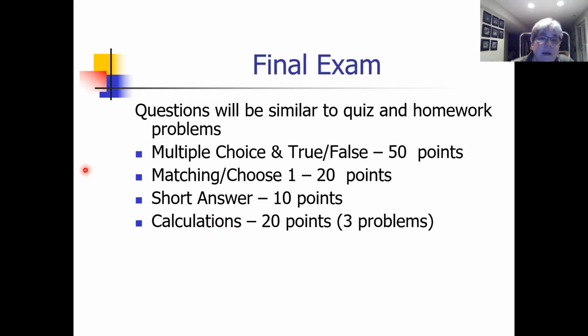All right, so the actual breakdown for this test, there's going to be 50 points of multiple choice or true false. There will be matching and choose one. The choose one is just where you have 2 choices. And so there's 20 points of that. There's only 10 points of short answer. And then there will be 20 points of calculation, 3 problems. So that's a total of 42 questions.